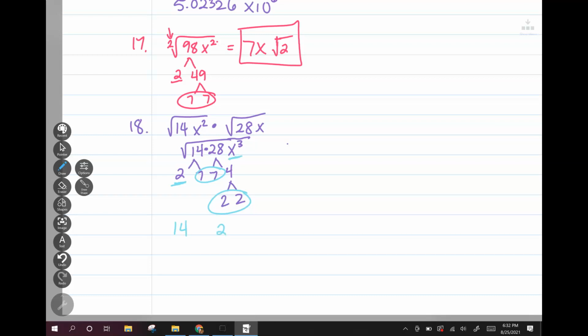Now look at your x. Your index 2 goes into 3 one time, and then there's 1 left over. So 14x square root of 2x.